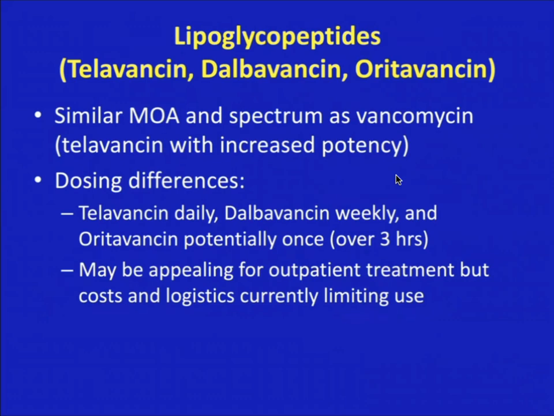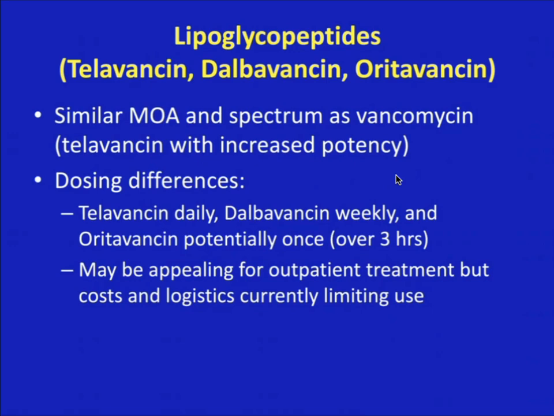So let's go through some of these. The glycopeptides: telavancin, dalbavancin, oritavancin. Basically, Vanco Plus. Similar mechanism of action and spectrum as Vanco. Gram-positive. They're basic glycopeptides. There's lipoglycopeptides. Telavancin is like Vanco on steroids. It's daily dosing. Has a little bit better activity. You're paying for it with a lot more cost, and that's why you don't see it in the hospitals, because of the cost.